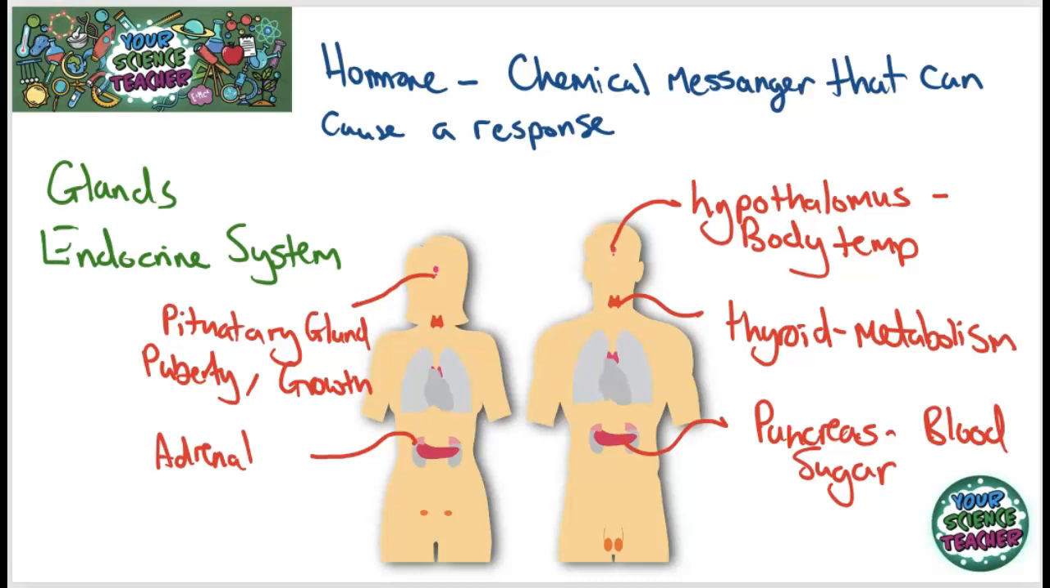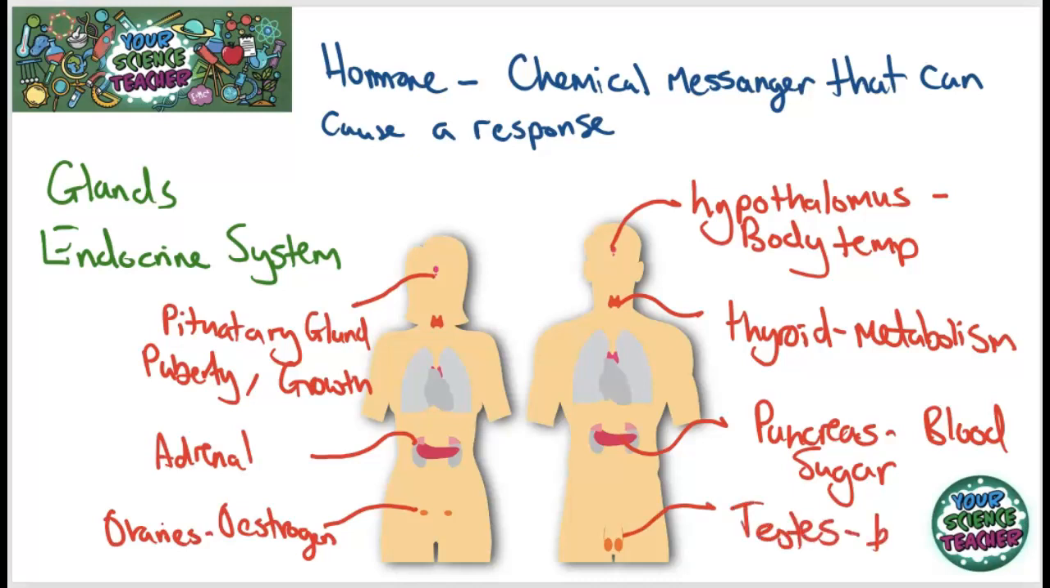Now, I said that there were different reproductive glands on biological males and biological females, so let's look at that now. In the biological female, they have the ovaries, and the ovaries produce that hormone called estrogen, and estrogen plays a large part in the menstrual cycle, as we will find out. And on the biological male, they have the testes, which produce the hormone testosterone.